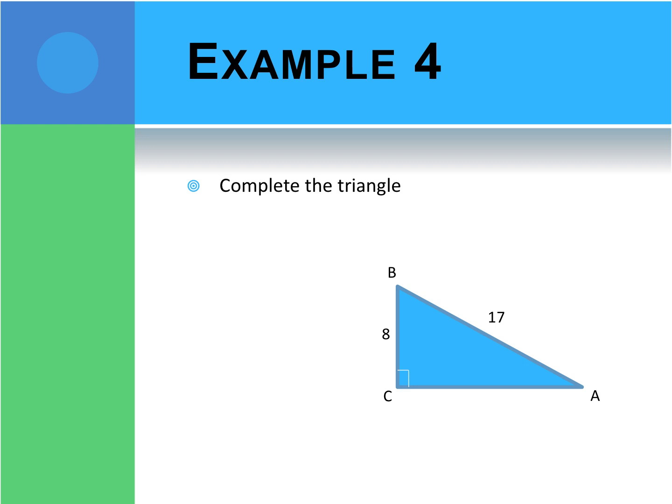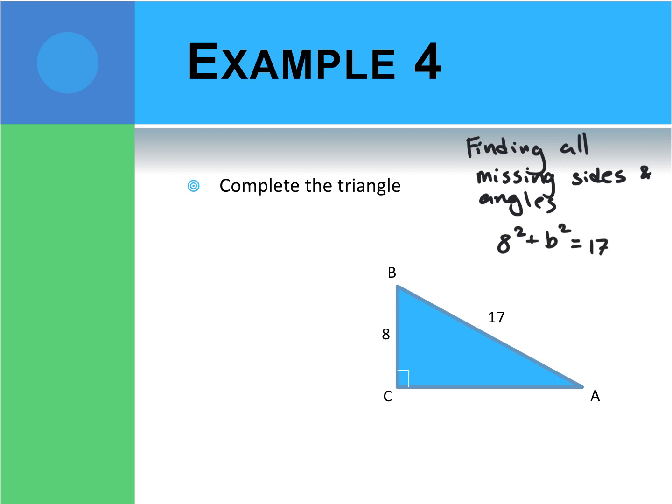So we're finding all the missing sides and angles. I'm going to write it in. So since we're finding all the missing sides and angles, I'm actually going to go ahead and solve for the side first. I'm going to use the Pythagorean theorem. So I'm going to do 8 squared. Actually, I'm going to do it up here. 8 squared plus b squared equals 17 squared.